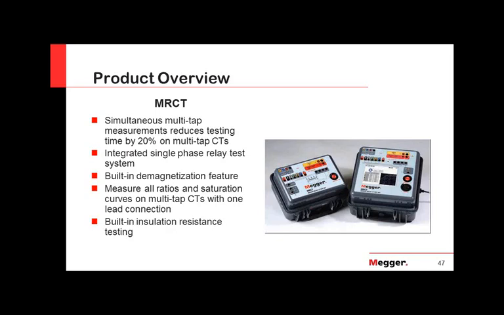In order to do that, one of the best pieces of equipment that we have available is the MRCT. The MRCT is a simultaneous multi-tap measurement which reduces testing time by 20 to 40% when you are testing a multi-tap CT. It has integrated single-phase relay test systems, and has a built-in demagnetization feature as well. So this unit will also demagnetize your CTs. It will measure all ratios and saturation curves on multi-tap CTs with one lead connection, and it has built-in insulation resistance testing.